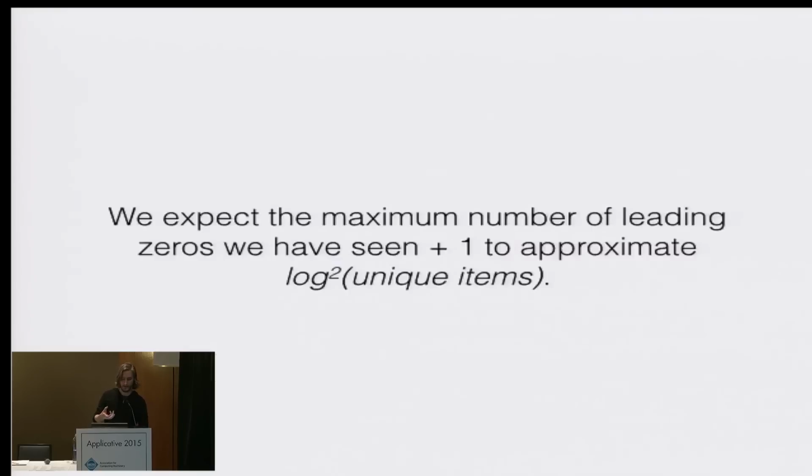So let's restate that: we expect the maximum number of leading zeros we have seen plus 1 to approximate the log base 2 of the unique items that we've seen so far. Obviously, we can't actually rely on that with a single field. For one thing, we'd only get estimates that are powers of 2, which would be problematic. And for another thing, the error rate of this would be enormous, but it is a start.